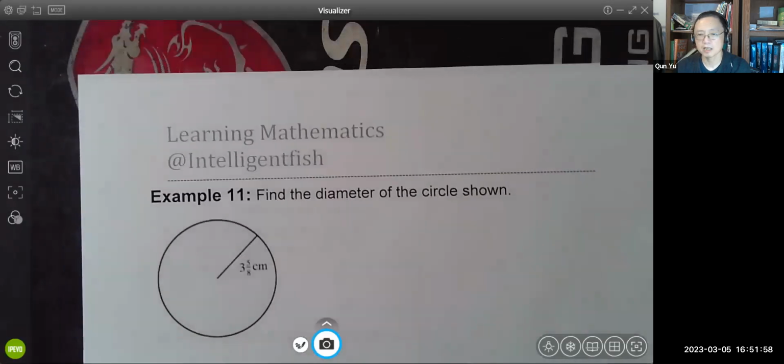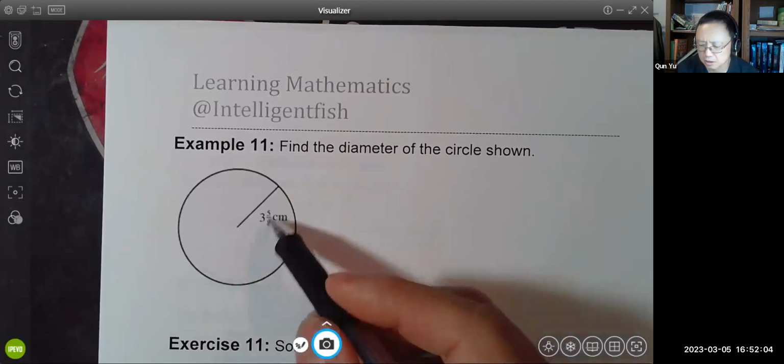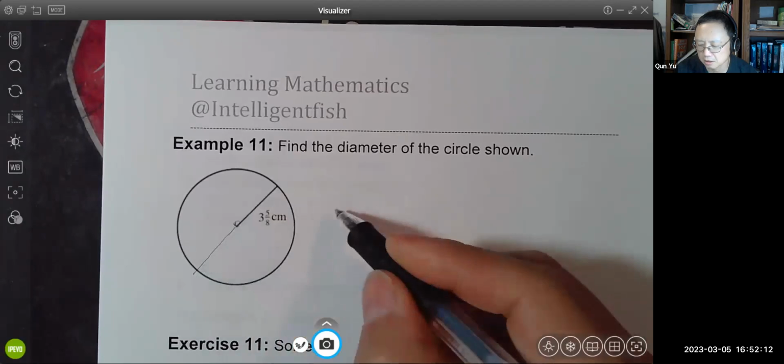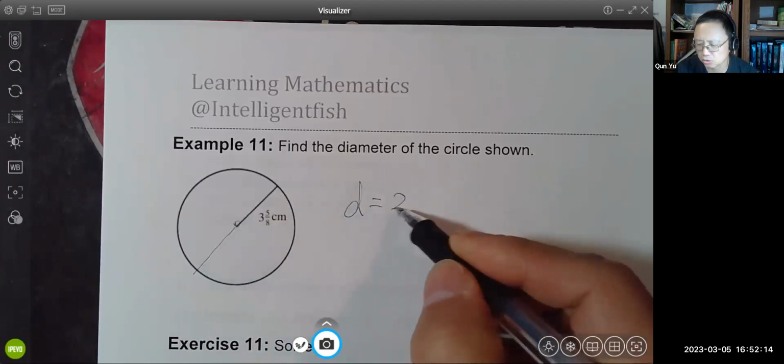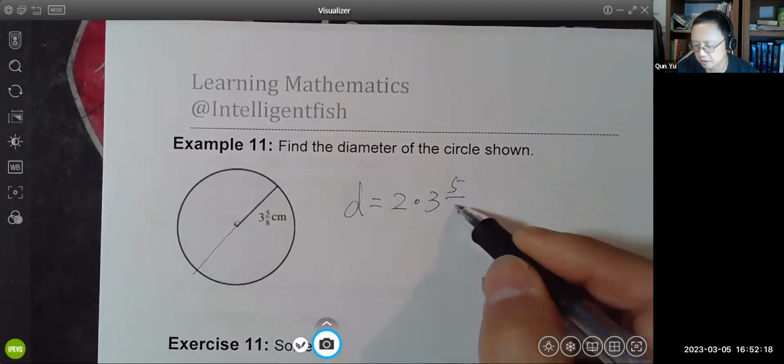Example number 1. Find the diameter of the circle shown below. So apparently we are given the radius. We are looking for the diameter. If we know what the diameter is, it's just double the radius. So diameter equals 2 times 3 and 5/8.